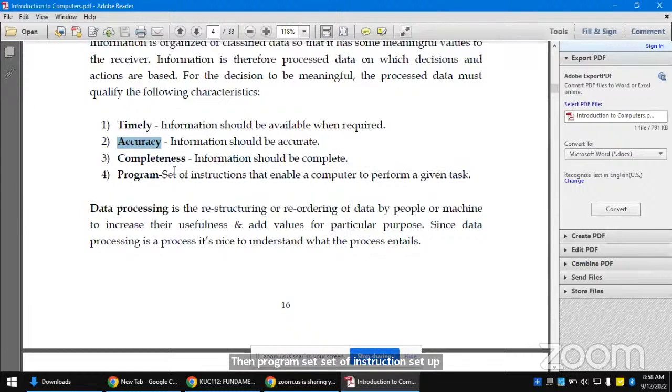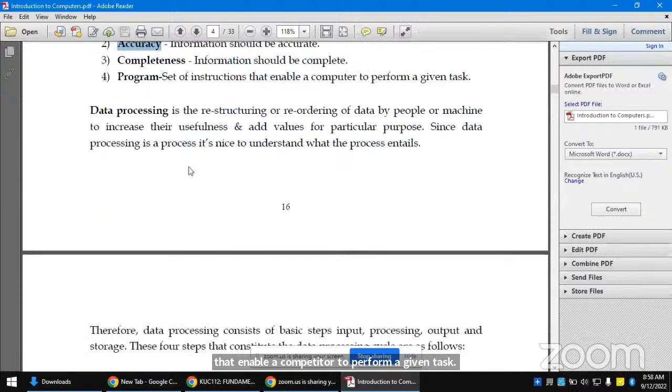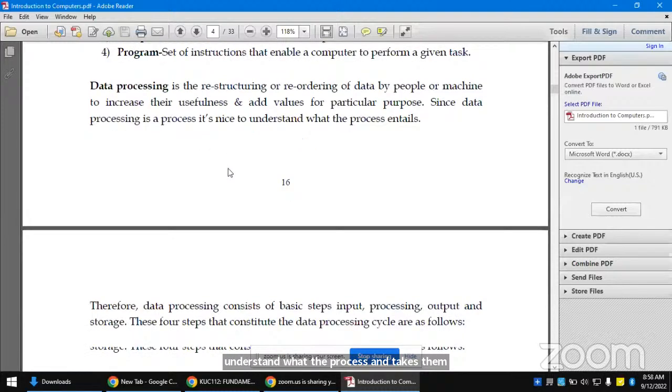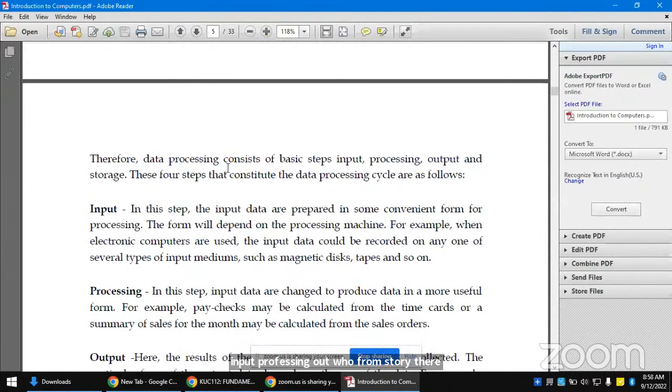A program is a set of instructions that enable a computer to perform a given task. So data processing is the restructuring or reordering of data by people or machines to increase their usefulness and add value for a particular purpose. Since data processing is a process, it is nice to understand what the process entails. Therefore, data processing consists of the basic steps: input, processing, output, and storage. The four steps that constitute the data processing cycle are as follows.